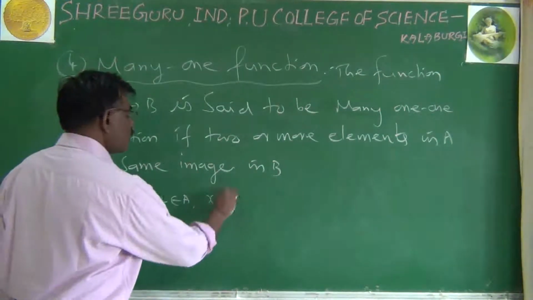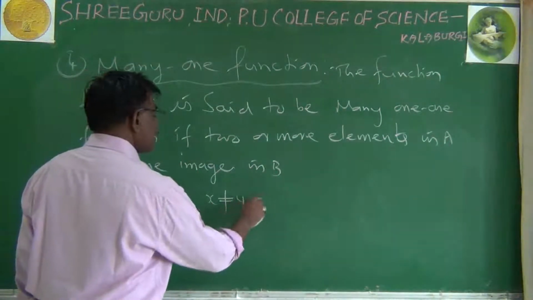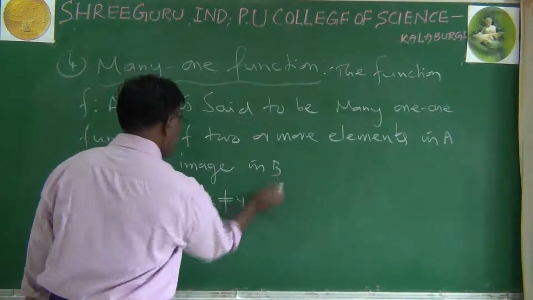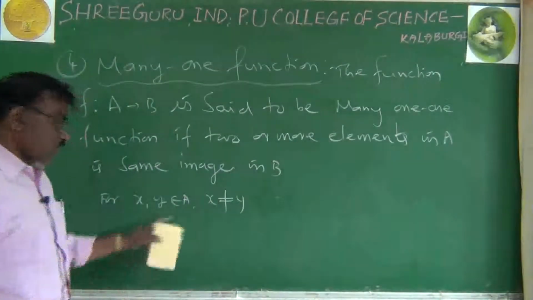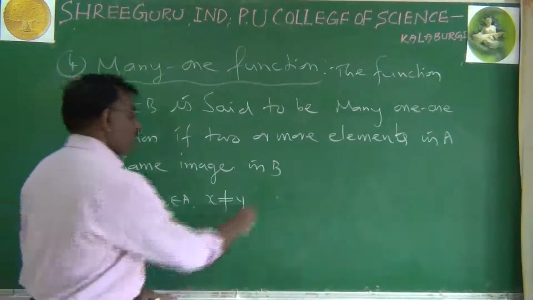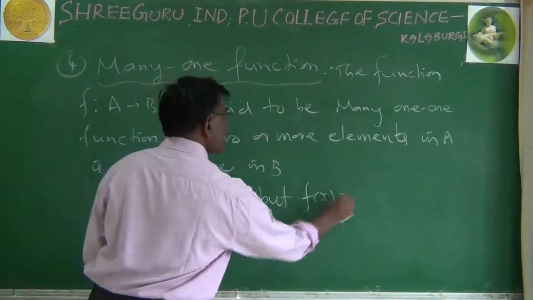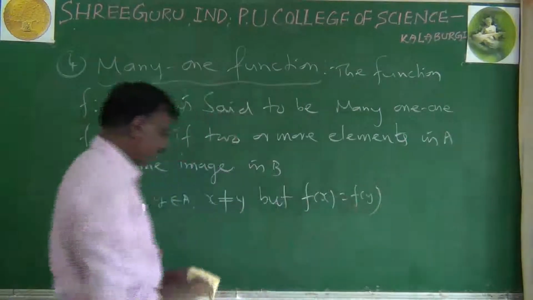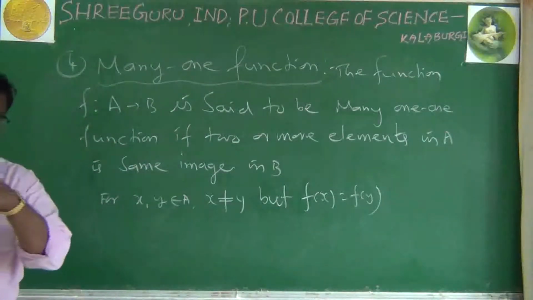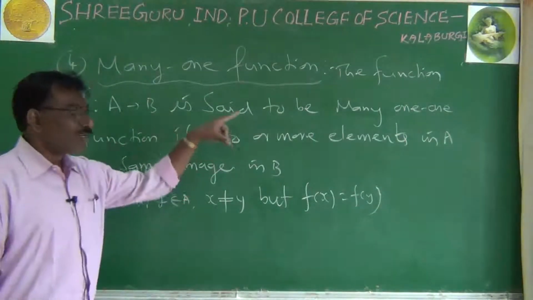If x not equal to y, it implies x, y belong to X, x not equal to y, but f of x equal to f of y. I repeat, sorry, so that it is clear.